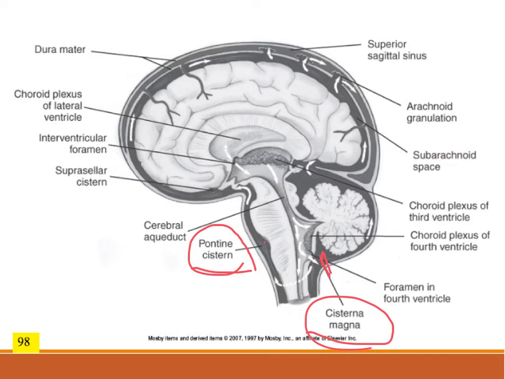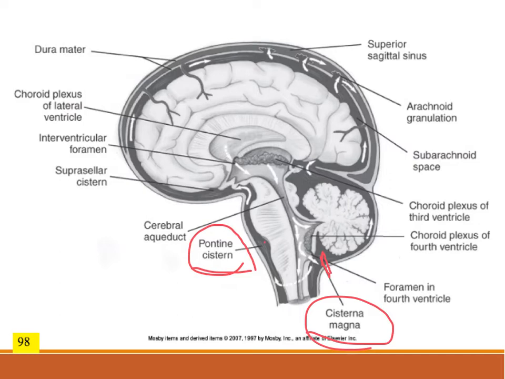Posterior, not quite to the pontine cistern, but how about this area? Posterior to the brainstem, right? So inferior to the cerebellum, posterior to the brainstem. Do I need to go over the structures of the brain? Does everybody remember everything?